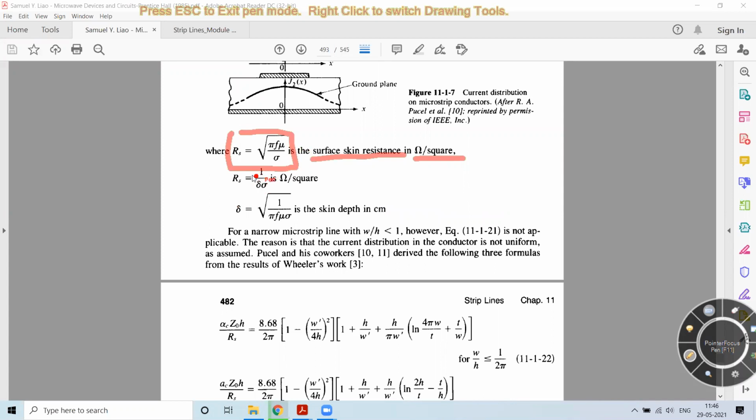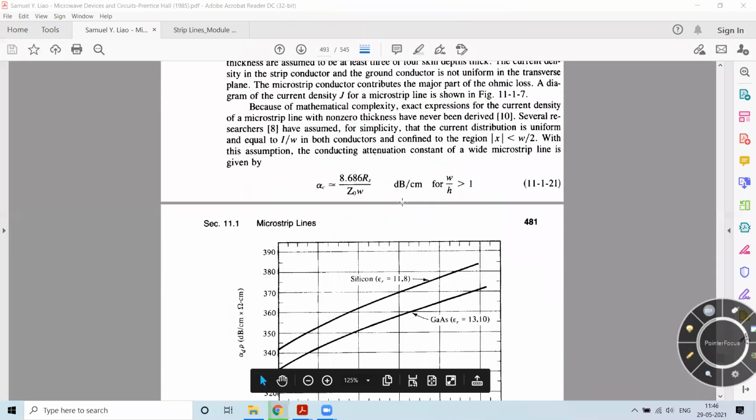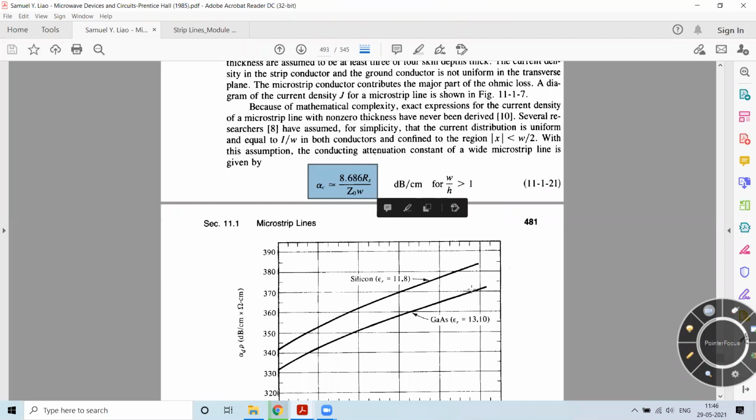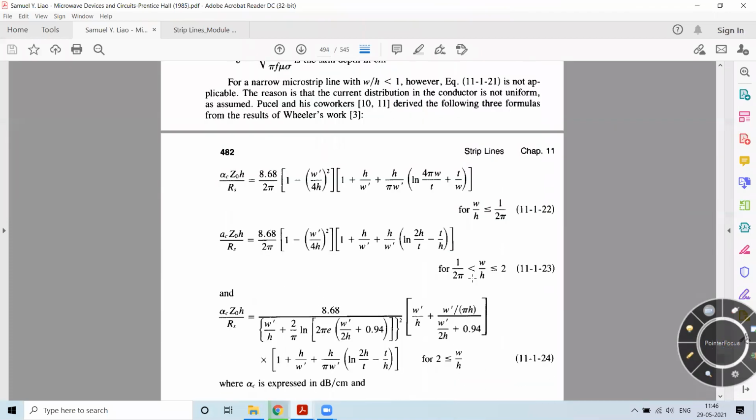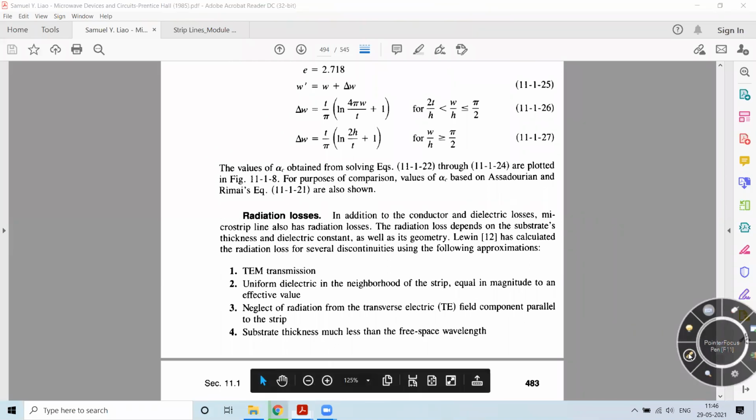If I specify it in terms of skin depth delta, it will be given as 1 by delta into sigma, where delta is the skin depth, and it is given by 1 by square root of pi f mu into sigma. When we utilize these parameters, the skin depth will be given in terms of centimeter. So these are the specifications for the ohmic losses, which is given in terms of rs, that is, the surface skin resistance.